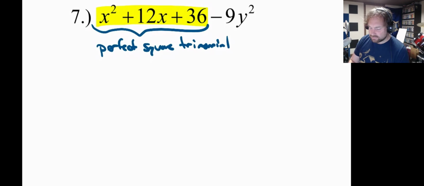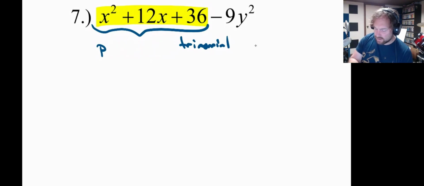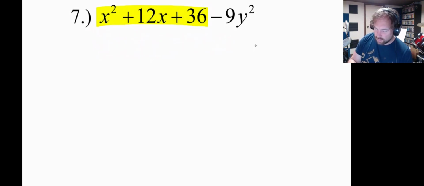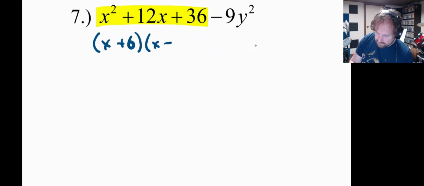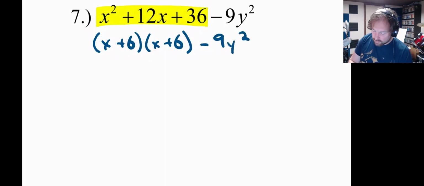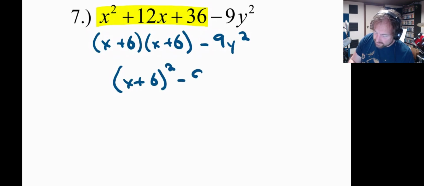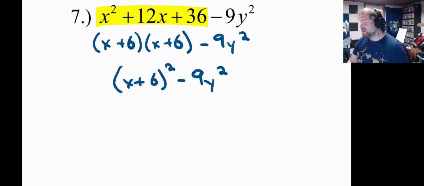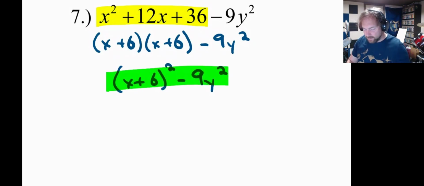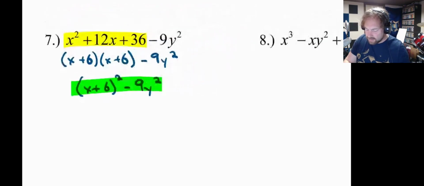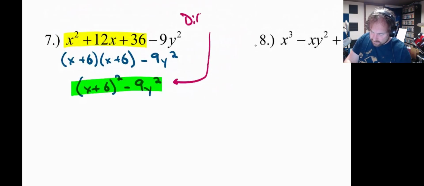So if we just ignore 9y squared for a minute and just factor that, what we'll get is x plus 6 times x plus 6 minus 9y squared. And we can write that now as x plus 6 squared minus 9y squared. Cool. And this actually creates a really common factoring scheme we haven't talked about yet, but it's probably the one that we expect you to know the most right now, and that is a difference of squares.